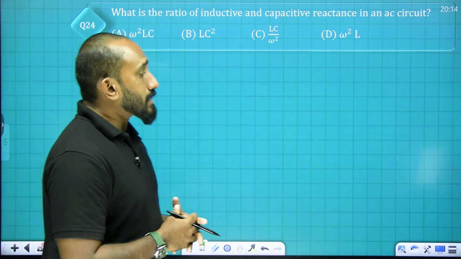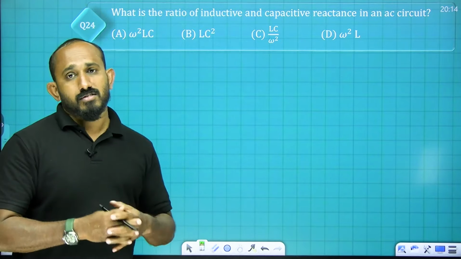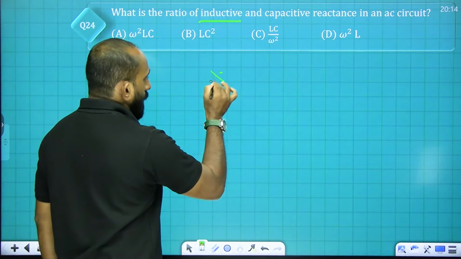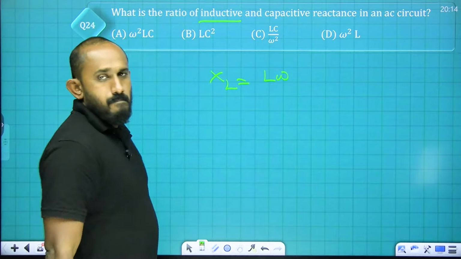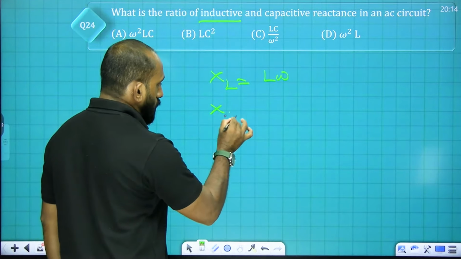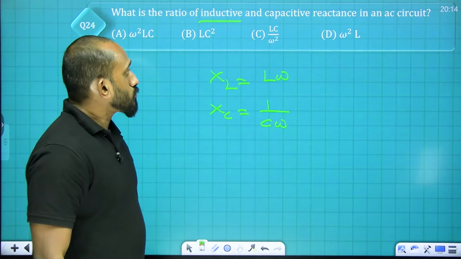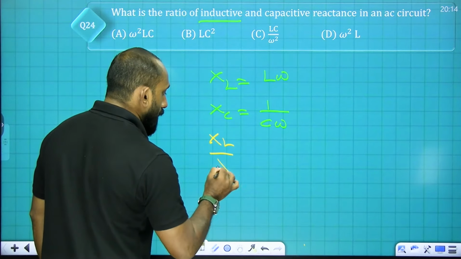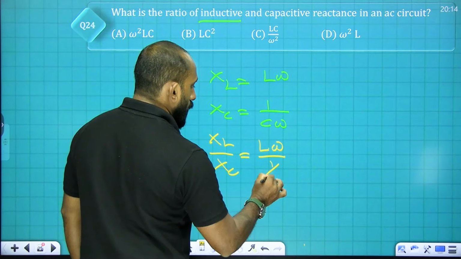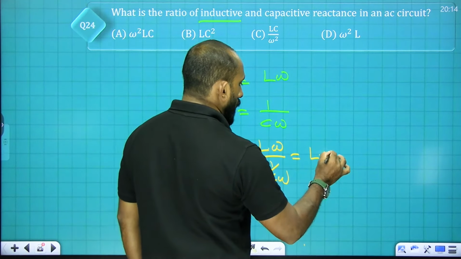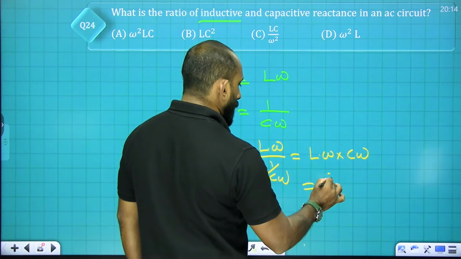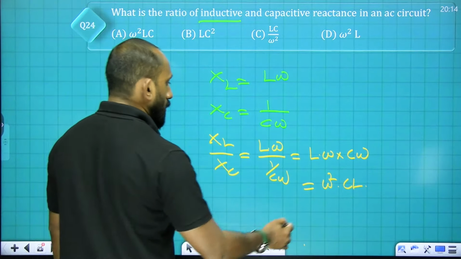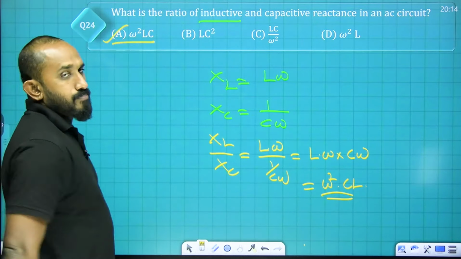What is the ratio of inductive and capacitive reactance in an AC circuit? So inductive reactance we have XL equal to L omega, and capacitive reactance we have XC equal to 1 by C omega. The ratio they're asking for, XL by XC, is L omega divided by 1 by C omega. That is L into omega into C omega, so that is omega square into CL, or L into C. So omega square LC is the correct answer. Option A is the correct answer here.